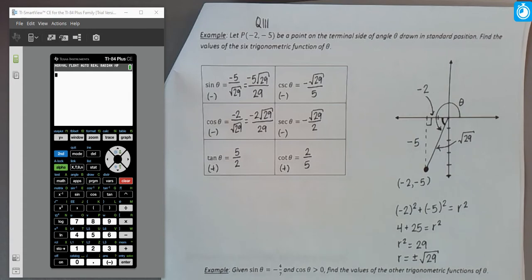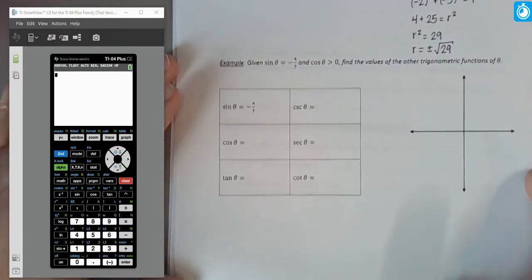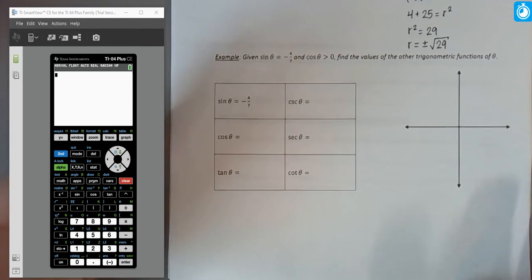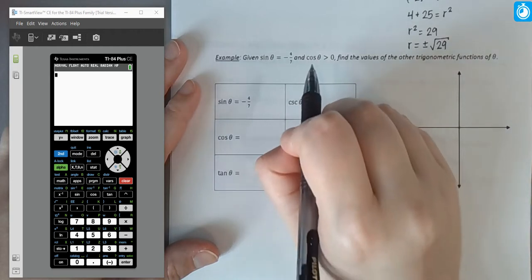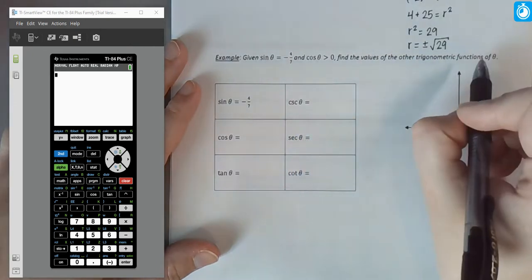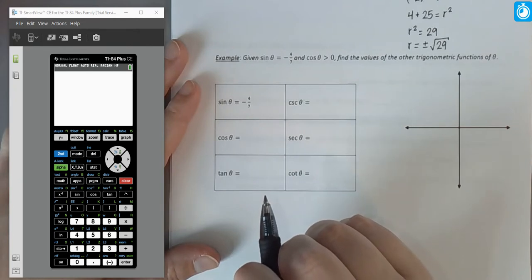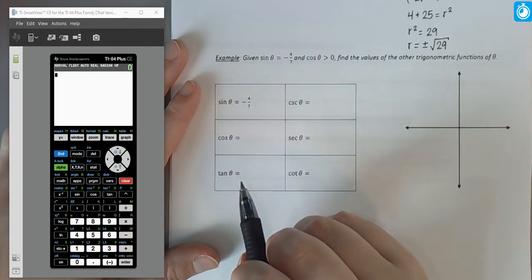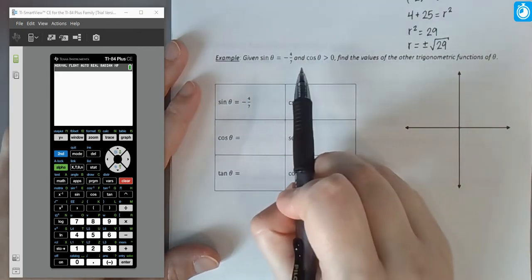Now we can also be given information in other ways. So what if we're given a trigonometric value, given information about a function, and maybe some additional information to help us determine what quadrant we're in? So here we've been told that sine is negative 4 over 7, and we've been told that the cosine of the same angle is a positive number. Based on that, we want to find the values of our other trigonometric functions. Now we could flip back over and we could use that information to determine what quadrant we're in, but let's see if we can just figure it out based on what we know about sine and what we know about cosine.